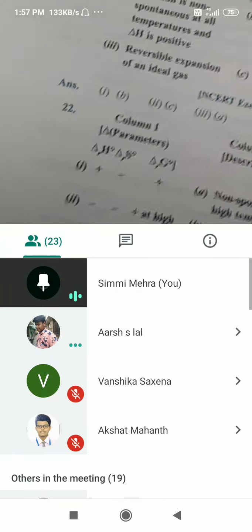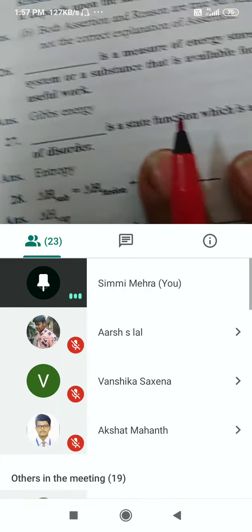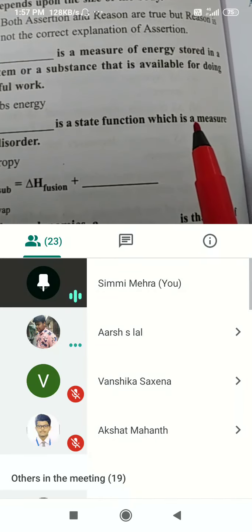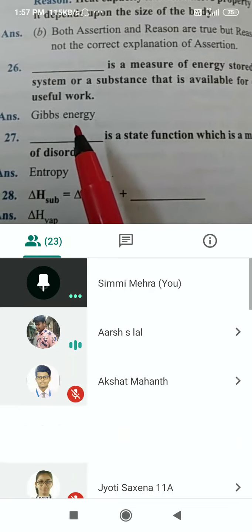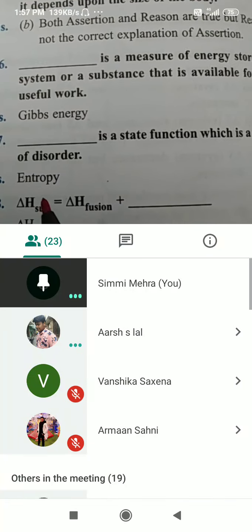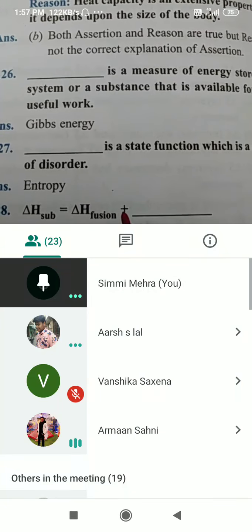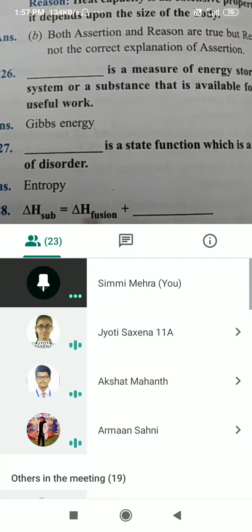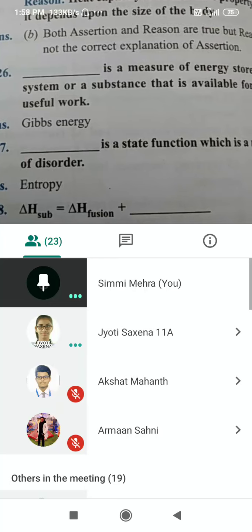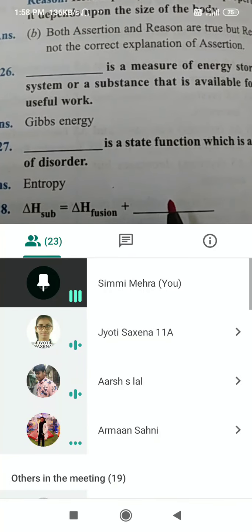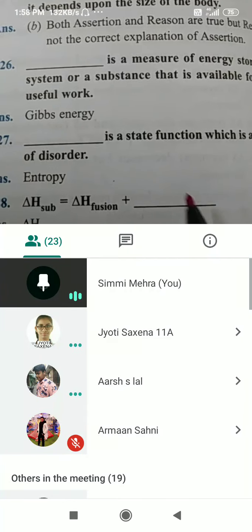Okay, 3 minutes are left. So let us quickly revise with the help of objective questions. 1 mark. Dash is a state function which is a measure of disorder. Entropy. Okay. Delta H sublimation is equal to delta H fusion plus, देखो, sublimation is change from solid directly to gas. So solid to liquid you have taken, liquid to gas will be vaporization. It will be delta H vaporization.